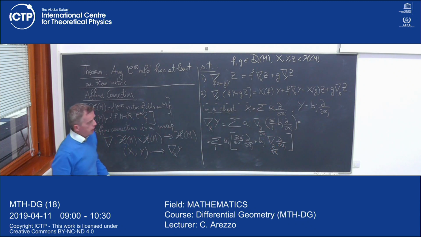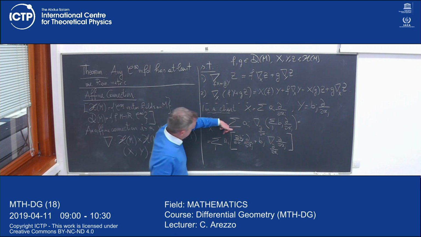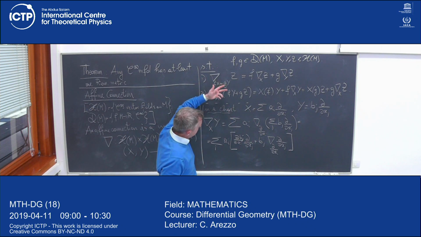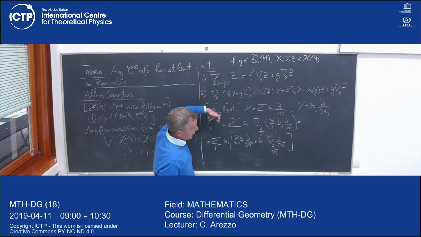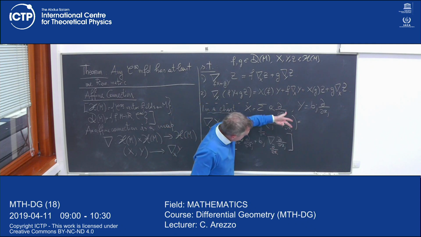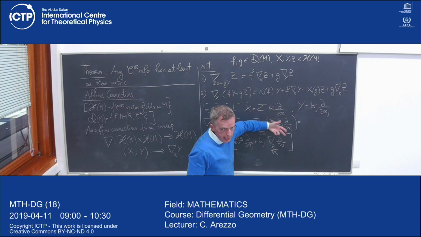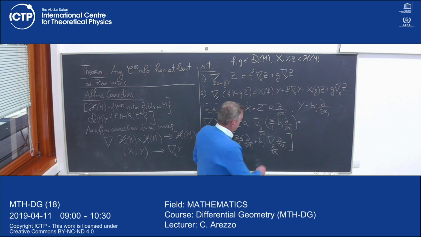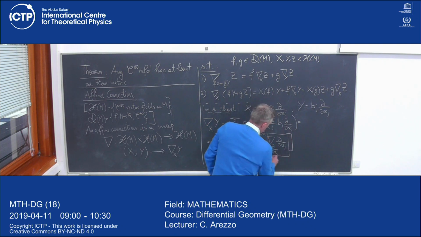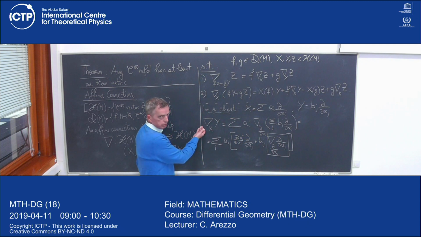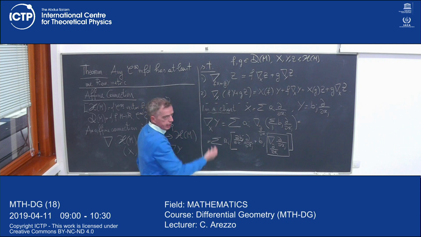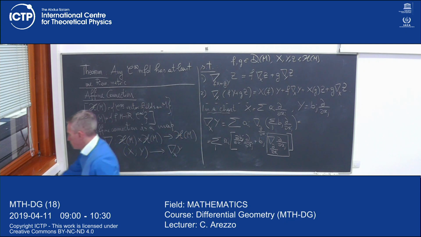What is this computation saying? It says that the knowledge of an affine connection is all contained, as you expect, in the knowledge of the action of the affine connection on the basis. If I knew this, I could write the action on any vector. So not surprisingly, I'm basically requiring some kind of linearity.